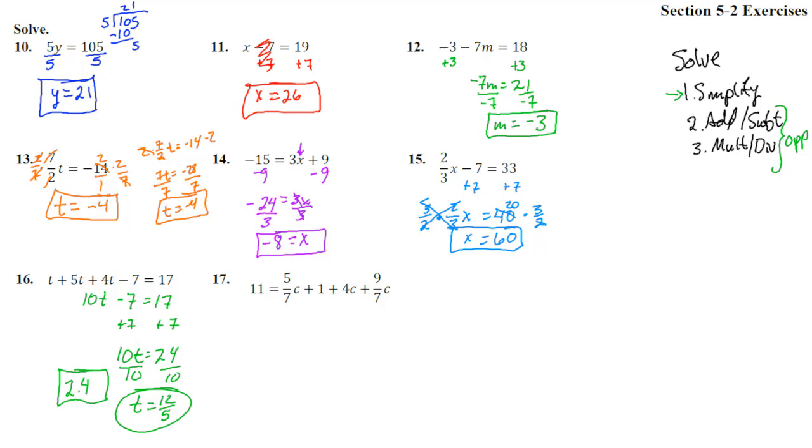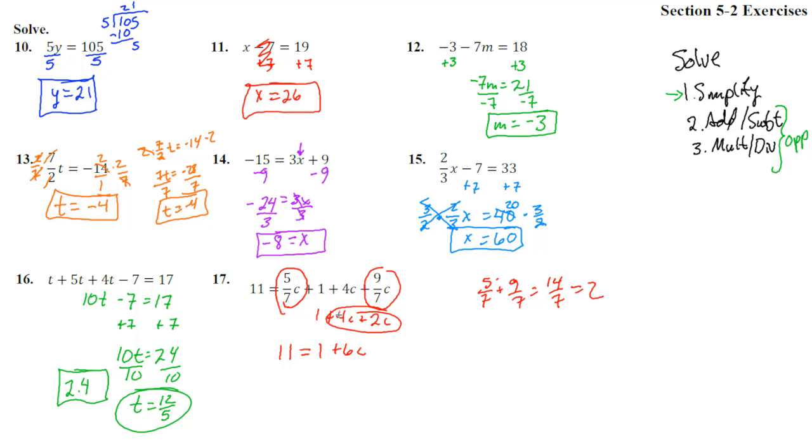Okay, and the last one, number 17. Oh my goodness. 5/7 C plus 9/7 C. Let's put those two together first. What's 5/7 and 9/7? That is 14/7. Ha! That's 2. Those two add together to give you, I'm going to write this out. So we have 1 plus 4C plus, those two added together give us 2C. Oh my goodness. Those two C's go together and we get 1 plus 6C equals 11.